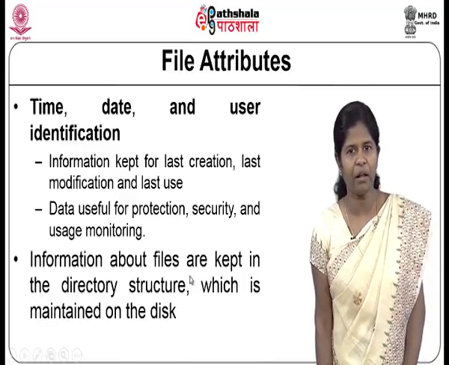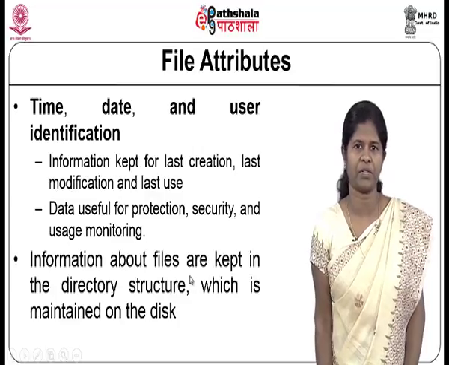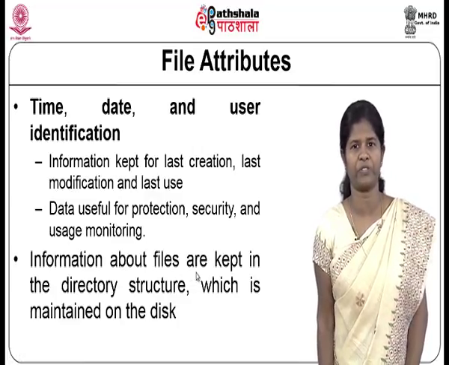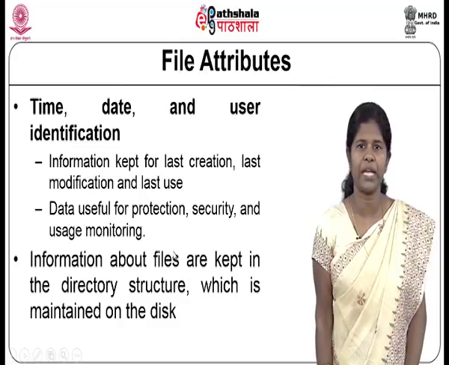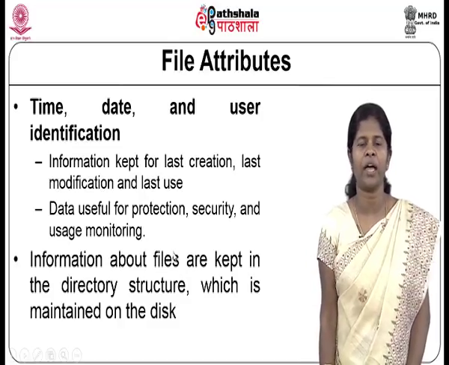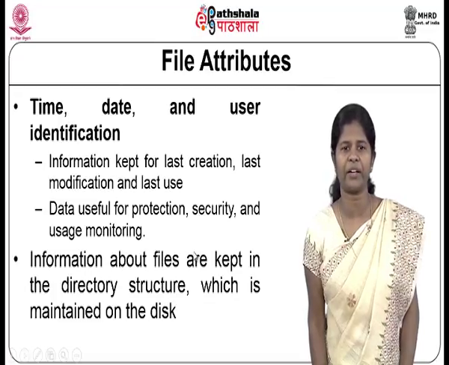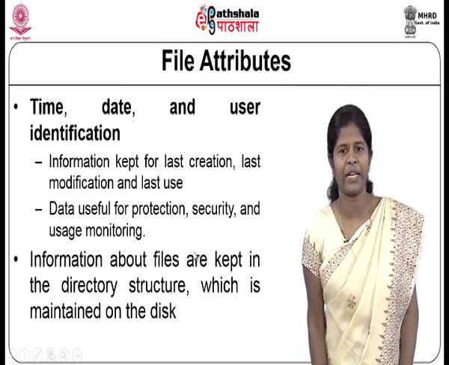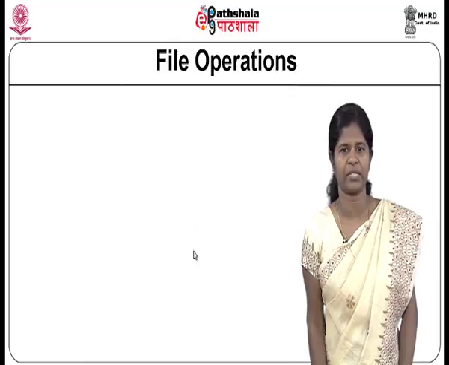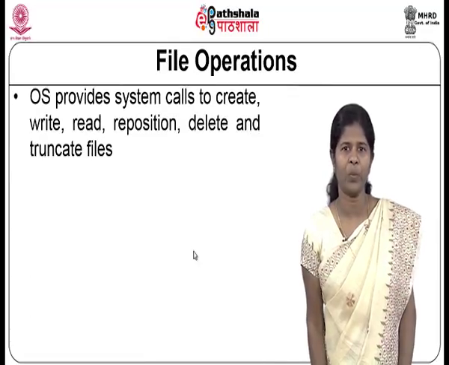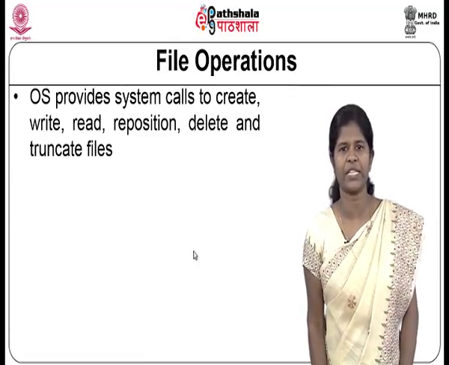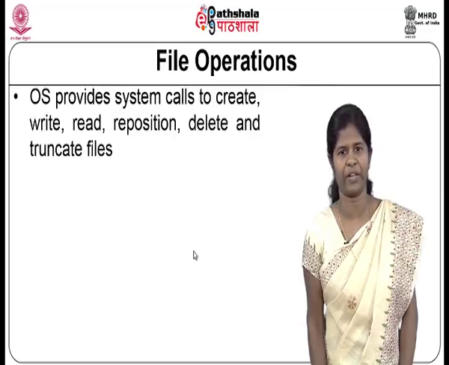And where is all this information kept? We saw a number of attributes for a file like the name, the size, the location, and so on, and all these attributes are generally kept in the directory structure, and this directory structure is maintained in the disk. And now we will see the different operations that can be performed on a file.